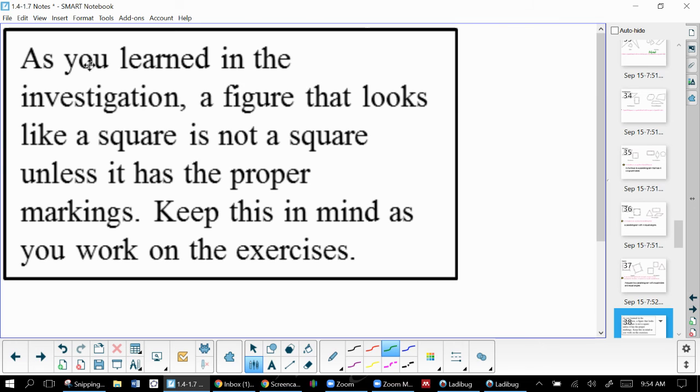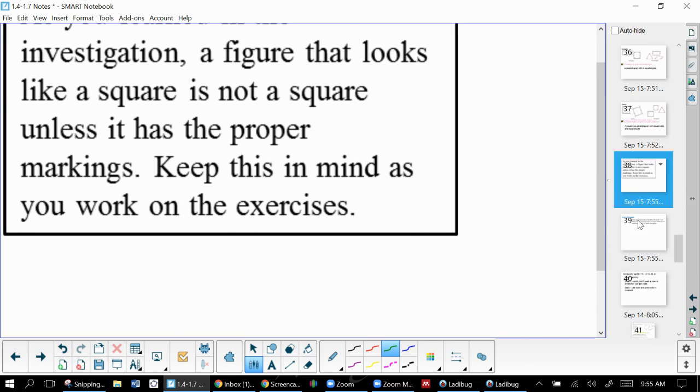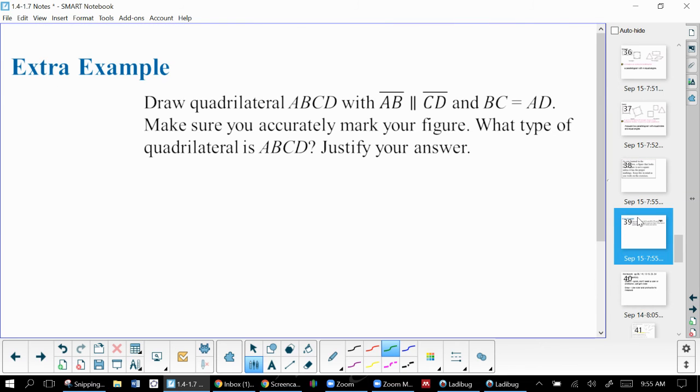Okay, so just again, this is one more thing to keep in mind. Just because it looks like a square doesn't mean it's a square. Just because it looks like a rectangle doesn't mean it's a rectangle. You really need to be careful with looking at the actual markings on the picture. Okay, go ahead and try that one out.